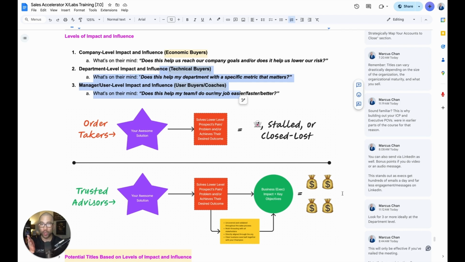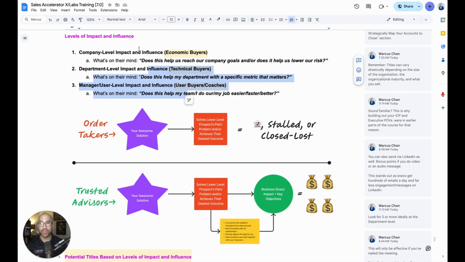So this is a good refresher right here, but I want you to really let this picture sit in your mind, because this means when we're multi-threading, we want to make sure we're multi-threading at all of these levels every single time. And when we're single threaded to a single one, even if it's just an economic buyer, it still puts our deal at risk. It's still very rare that an economic buyer will pull the trigger without getting feedback from anybody else.